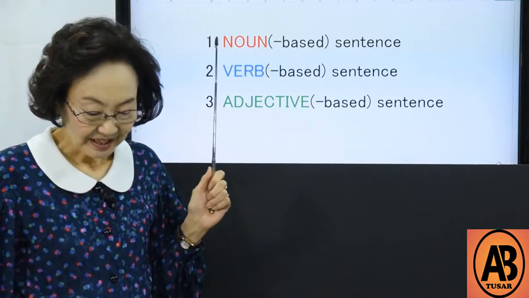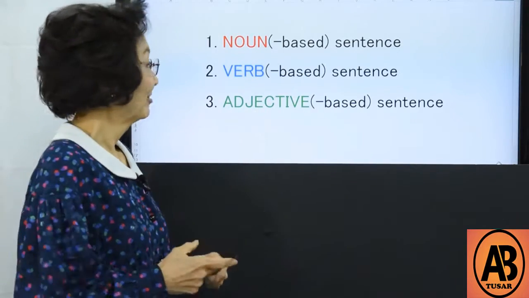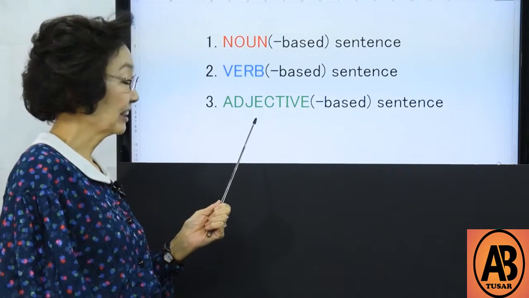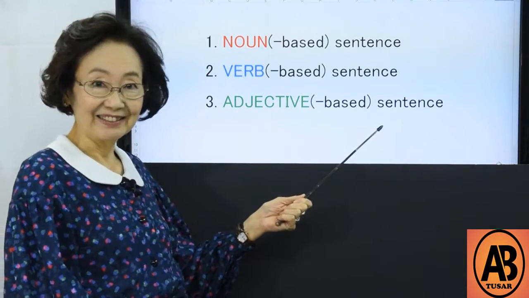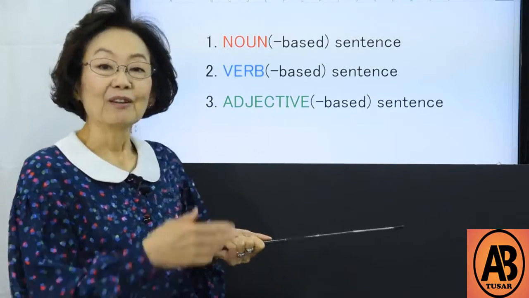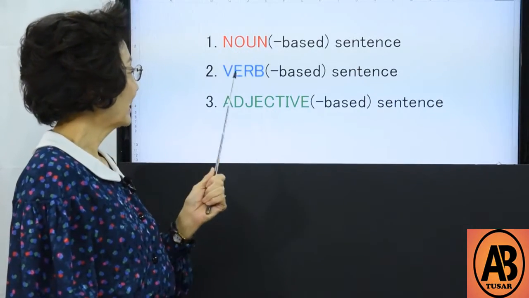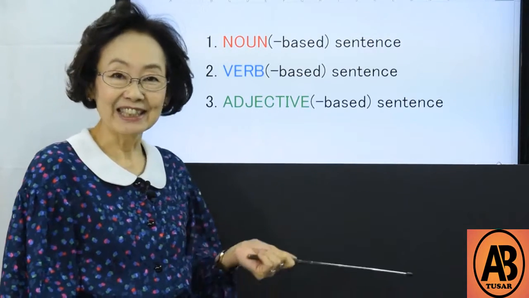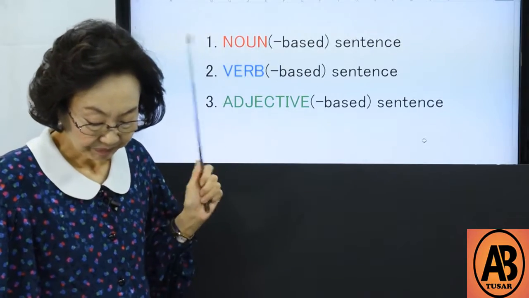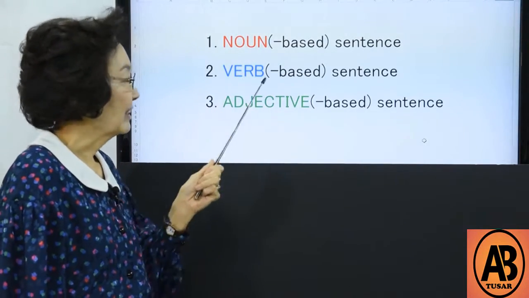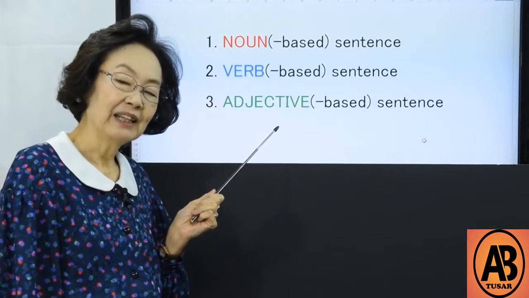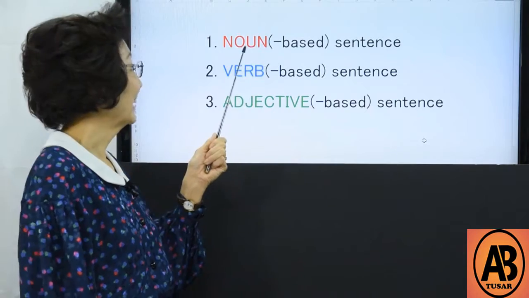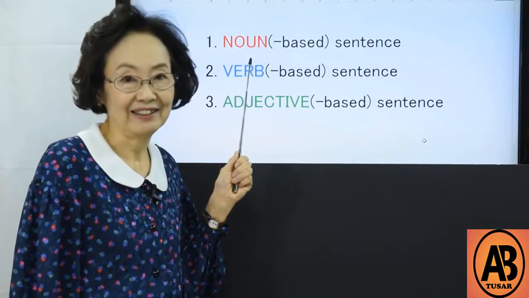In Japanese, there are 3 types of sentences. Okay? Noun, verb, and adjective-based sentences. Okay? We simply call them noun sentence, verb sentence, and adjective sentence in MISJ. In MISJ, you will learn how to handle these sentences separately, step by step. Okay? And first, let's study how to handle noun sentences.